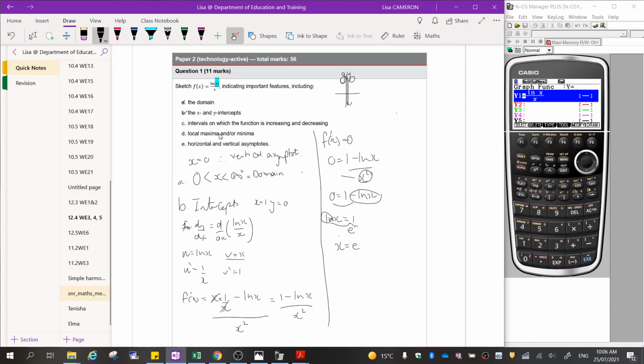Now, if I want to find the intervals on which the function is increasing and decreasing, all I have to do is look at the sketch of it. Shift. We want to input x, so we're going to calculate y. Shift e to the power of 1. Execute, there it is. So you can see here on this side it's decreasing and over here it's increasing. So for C, the values where it's increasing are going to be from 0 all the way up to e.